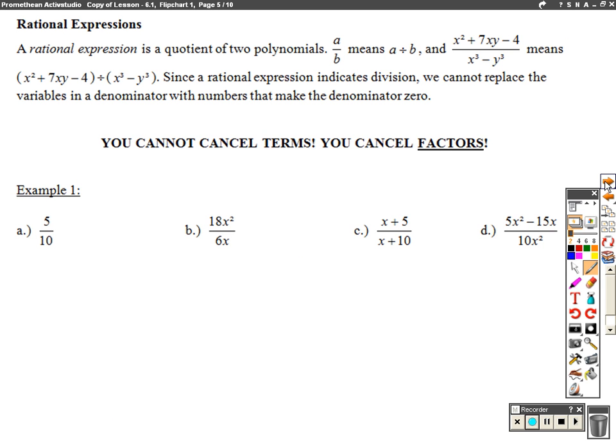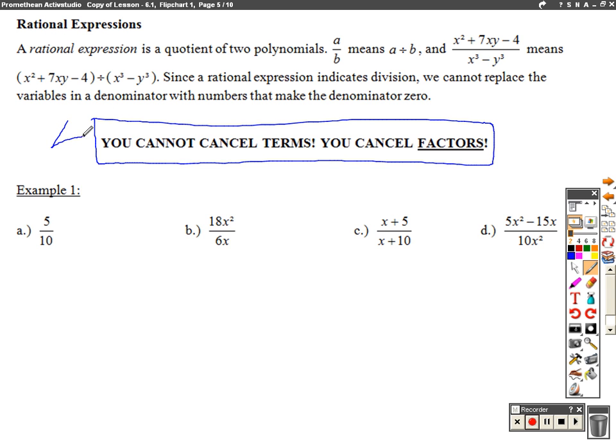So this explains how to simplify a rational expression. I would definitely star this somehow. This is a very important rule. Like I said, pretty much every problem you're going to be working on for the next week or so, you must abide by this. You cannot cancel terms. You can only cancel factors. Okay, terms are separated by addition or subtraction, and factors are separated by multiplication. So keep that in mind.